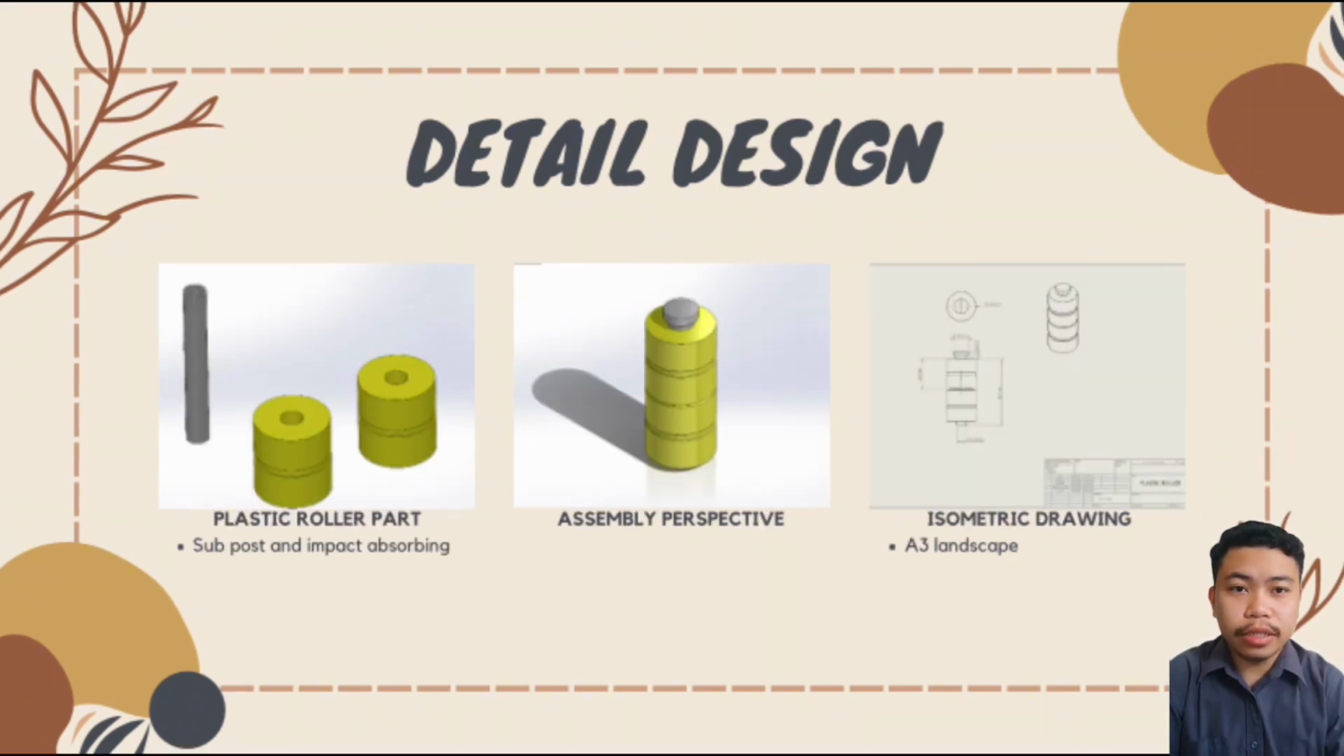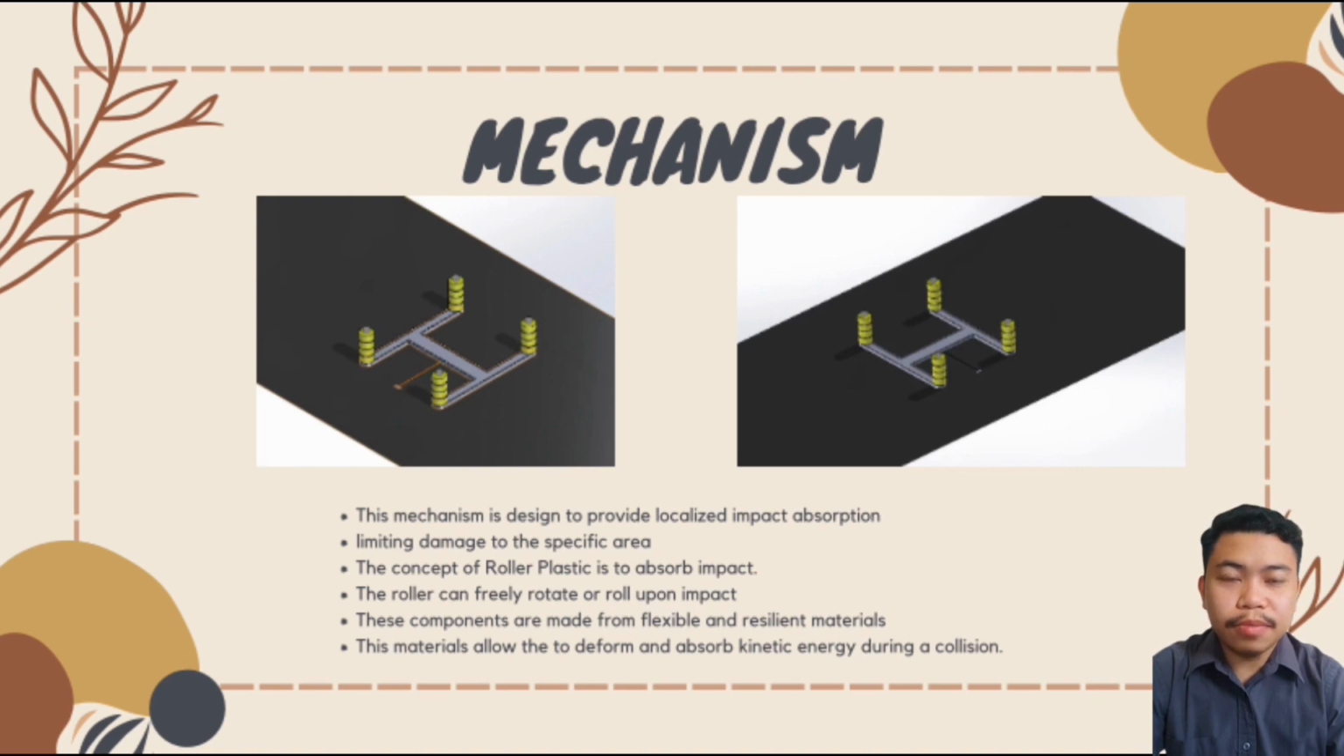This is a detailed design for the assembly. First is the plastic roller part, sub-post and impact absorbing, and then we assemble the parts and give the perspective. And the last one is isometric drawing. We use A3 landscape paper. Let's continue to our mechanism for the plastic roller.